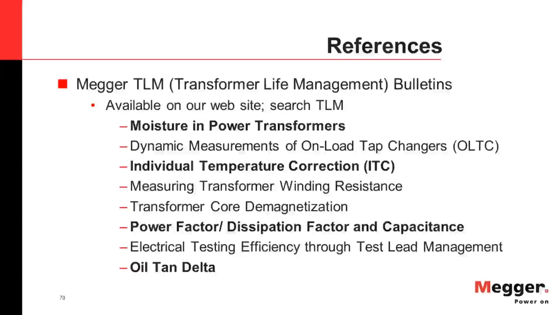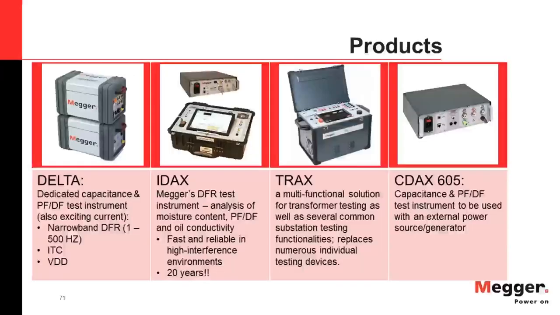And then finally, I will add too that Megger provides several power factor, dissipation factor, and capacitance test solutions depending on your needs. Shown on the left is our Delta 4000, which is our dedicated capacitance and power factor test instrument. Of course, it also does exciting current measurements. In addition to the features I've mentioned in the presentation today, the ITC for temperature correction, the individual temperature correction, and VDD, the voltage dependency detector, this instrument also has narrowband GFR testing capabilities.